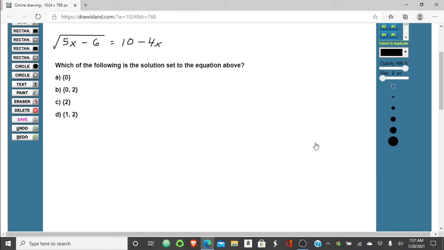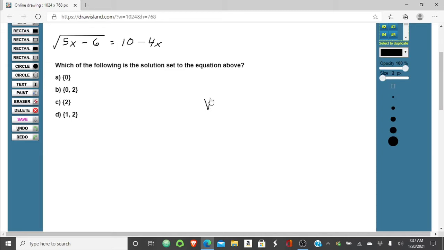Hi, Mr. Unkert here, and we have this equation, the square root of 5x minus 6 equals 10 minus 4x, and we're asked to find which of the following is the solution set to the equation above. So we've got potential solutions of 0, 0 and 2, just 2, or 1 and 2. So I'm going to go and test 0 and see how that works.